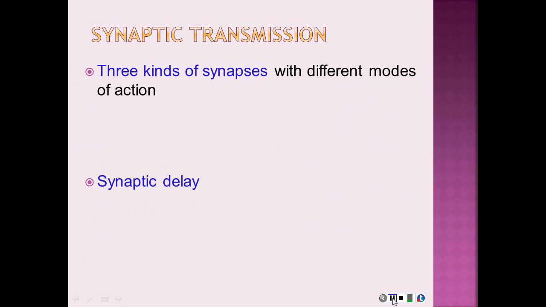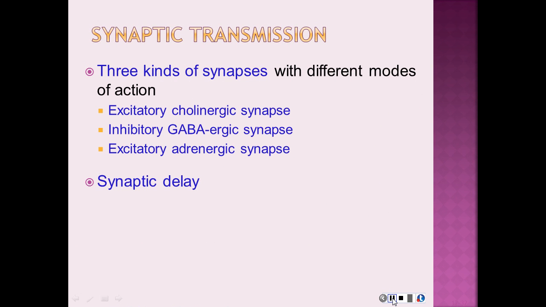Alright, so neurotransmitters have diverse actions. Three examples of different modes of action are illustrated by the excitatory cholinergic synapse, an inhibitory GABAergic synapse, and an excitatory adrenergic synapse.